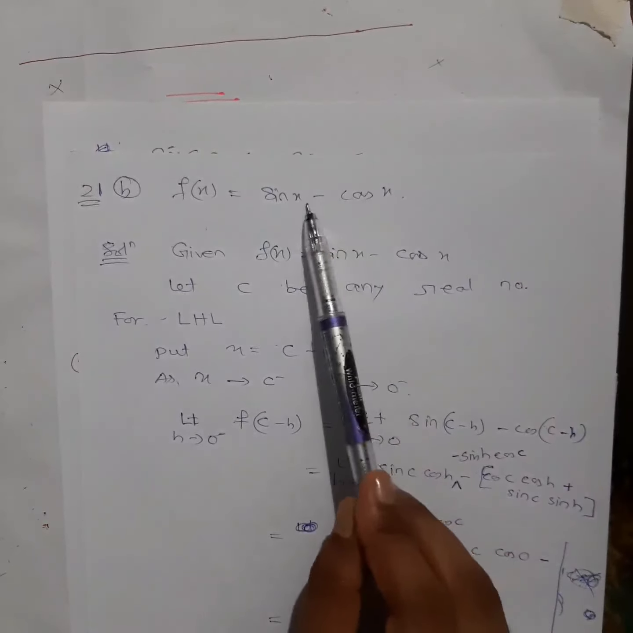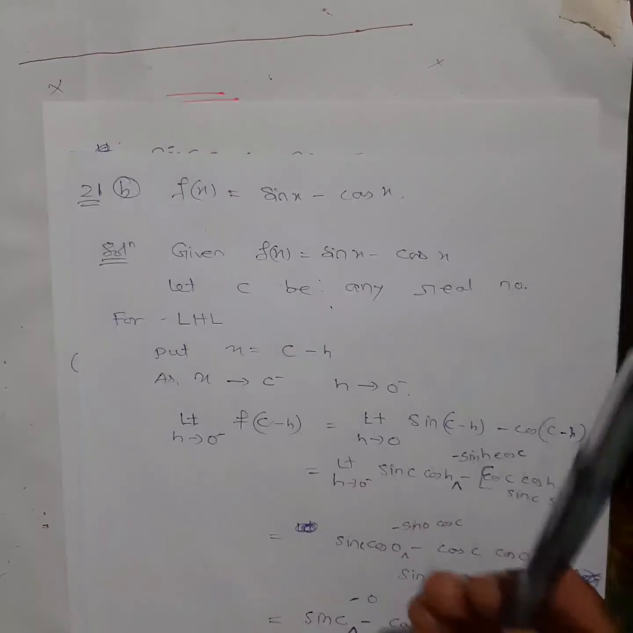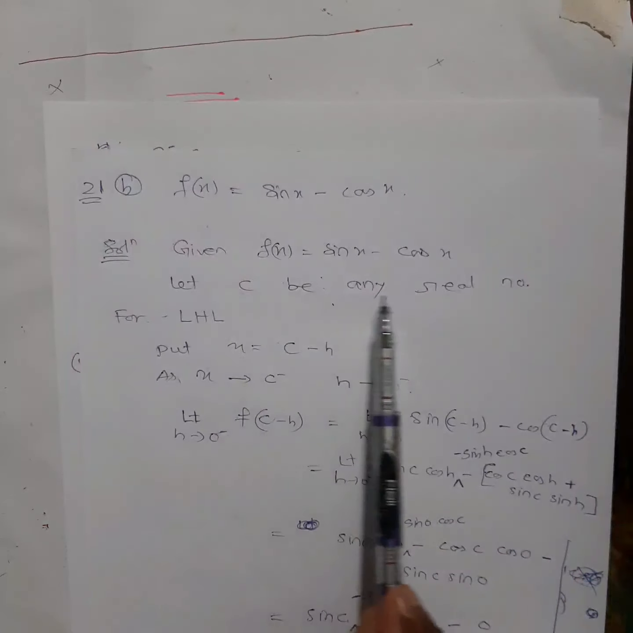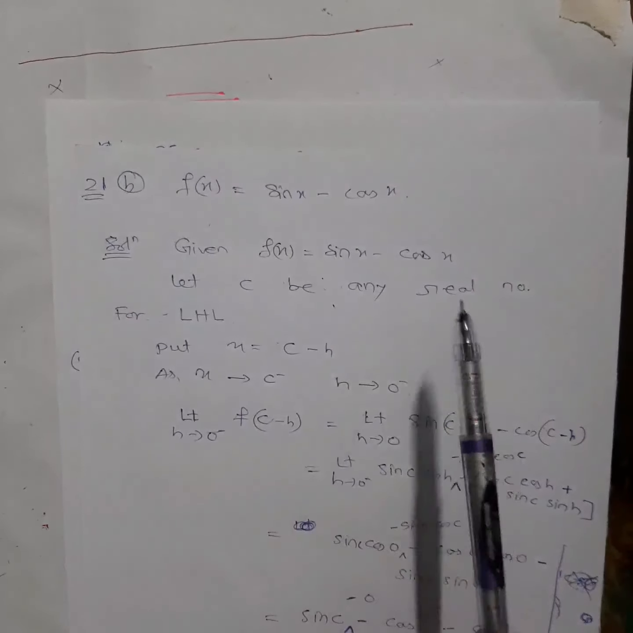1, 2, 3, 4, 5, 6, 0, everything, all the real numbers, even the points. Okay, now for that, what we used to do, we used to take a general point and we used to show directly, right? So we have taken, let C be any real number. Okay, this is the given function, C be any real number.